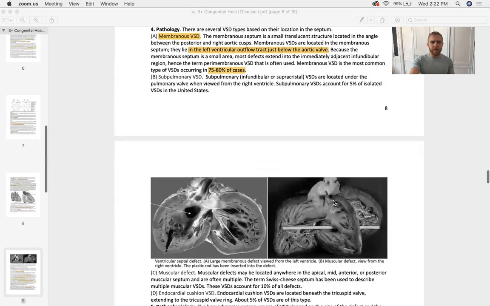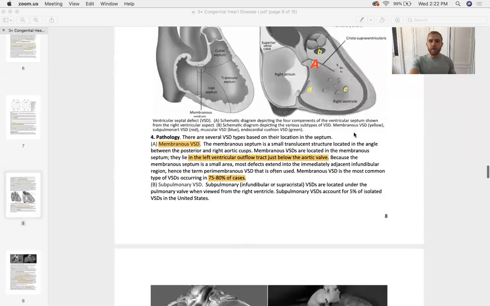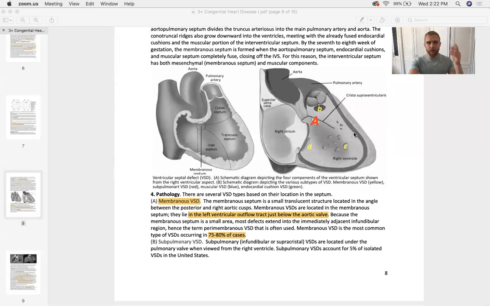B, C, and D, the subpulmonary, the muscular, and the endocardial cushion defects, those are less common. I've labeled them here on this image. And C is the muscular defect that can present as the Swiss cheese septal defect. I don't know what she could ask us about that, honestly.